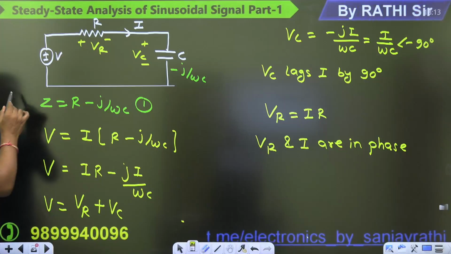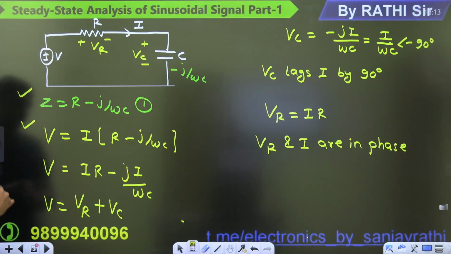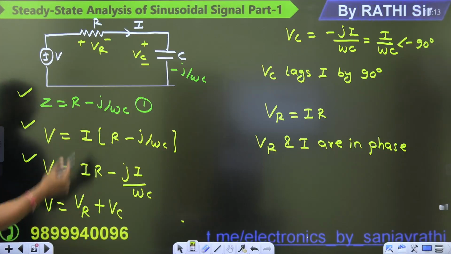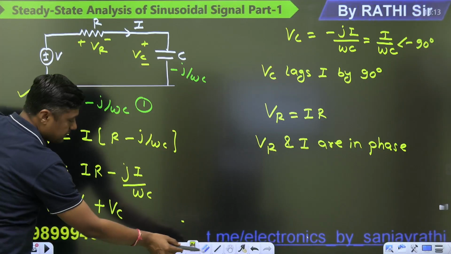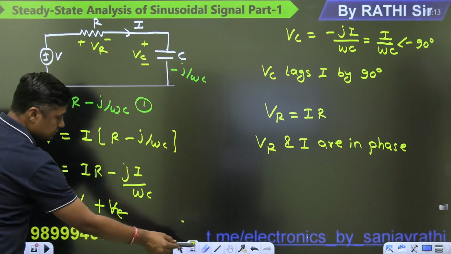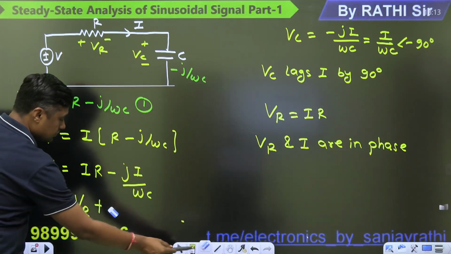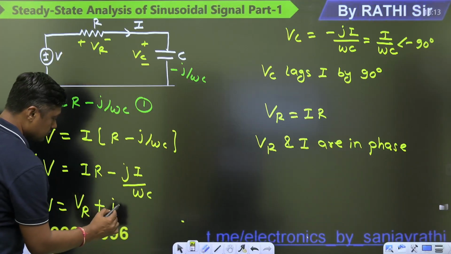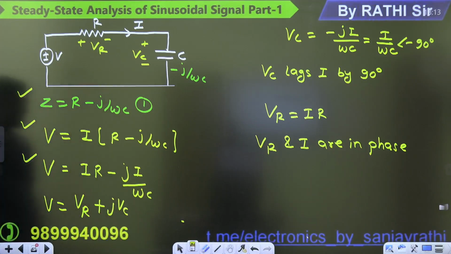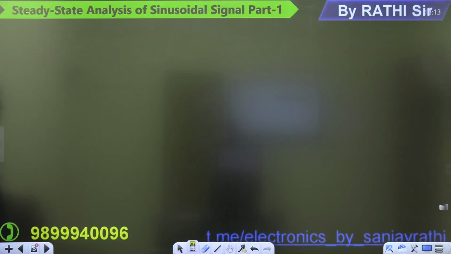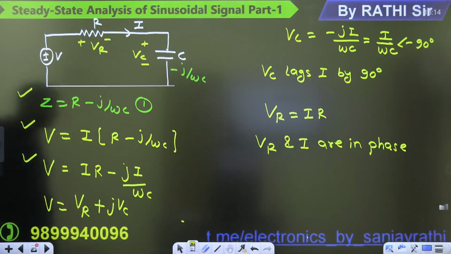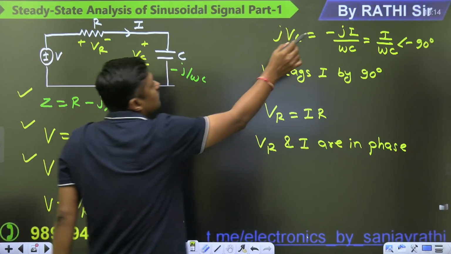Remember, VC lags I by 90 degrees and VR and I are in the same phase. So first of all find the impedance, then find the V, then that is the value, guys. IR minus j by 1 by omega C. This is the VR and VC. This is called phasor sum. So we can write it like that. But that value is negative.